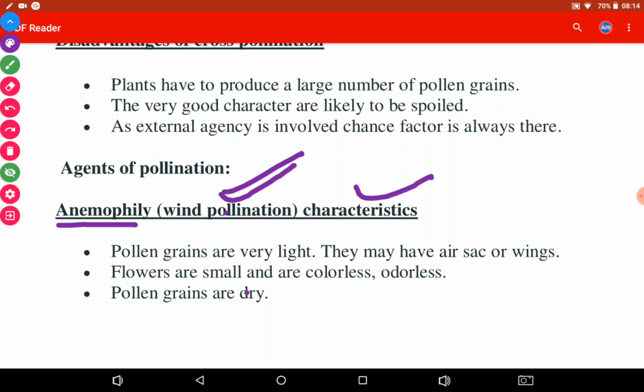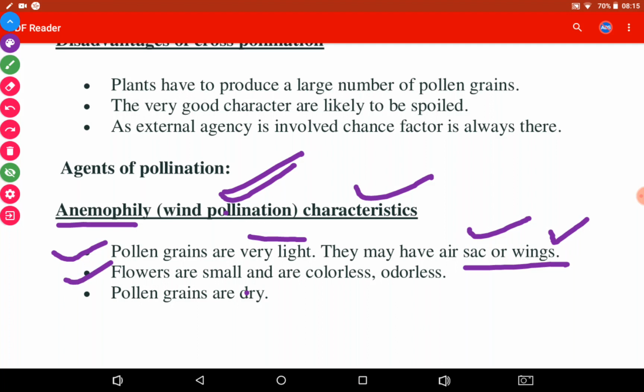Characteristics of such kind of flowers, those pollinated by wind: pollen grains are very light, so that they can easily fly from one flower to another flower, from one place to another place, and they may have air sacs or wings. The air can fill inside their air sacs so that they become lighter in weight and can easily transfer from one place to another. Wings are also helpful in their flying.